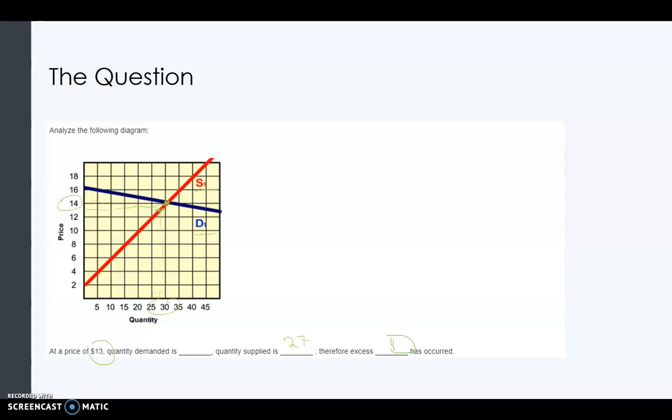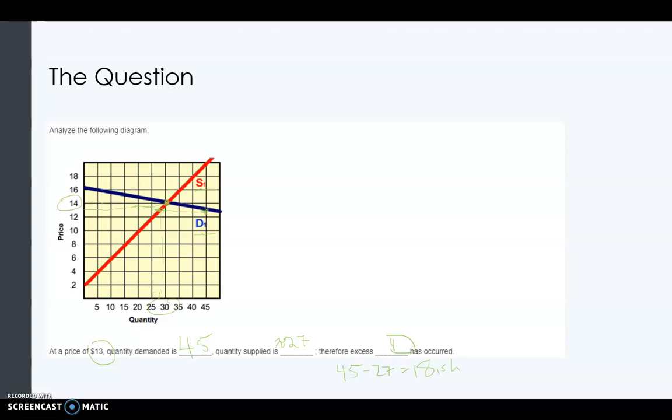Then, if we keep going, start at that 13, work over, how long does it take for us to hit the demand curve? Well, that seems to hit right on the 45 grid line. So right around 45. So at a price of 13, we have quantity demanded at 45. We have quantity supplied at approximately 27. Therefore, excess demand has occurred. Shortage is 45 minus 27-ish, we're going to have an 18-ish shortage.